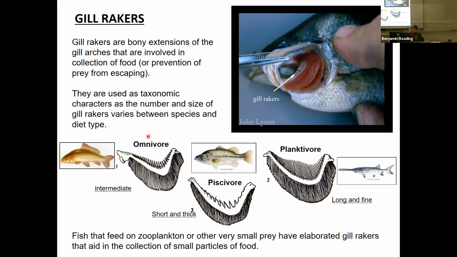Now, most fishes, again, are omnivores, and so they're going to have some intermediate kind of gill raker structure. They're more of a generalist. And then there are planktivores, like here. Here's our paddlefish. They're going to have very fine, thin gill rakers, like a comb.